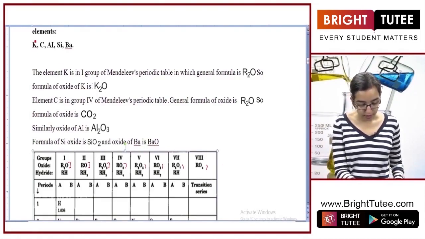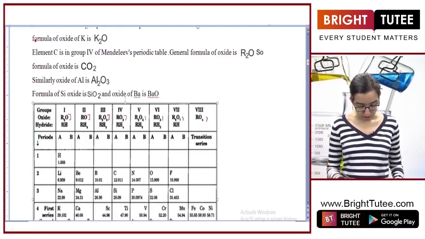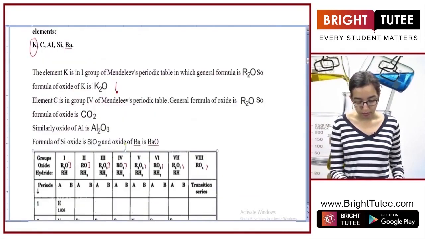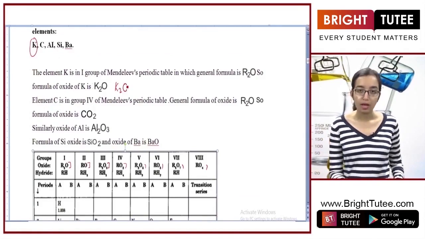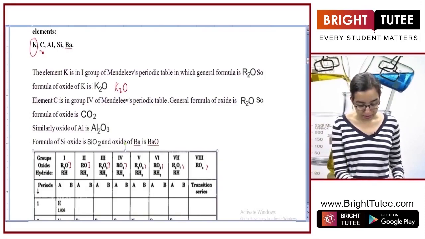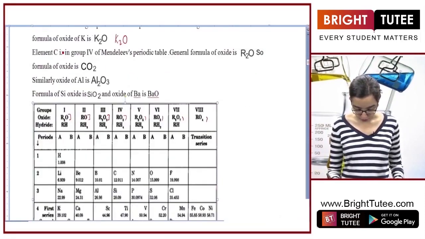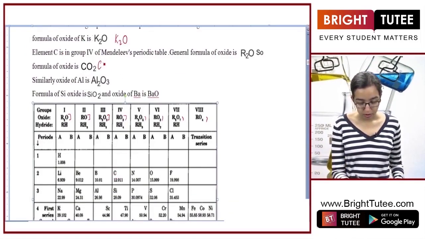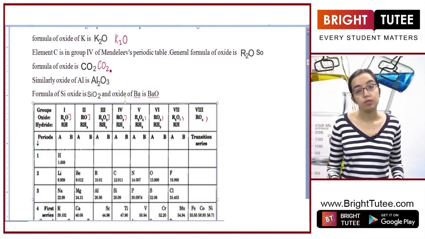So, for the first one we have K. K is potassium. We see that K is here and the general formula is K2O. So, the compound becomes K2O, and that is because the valency of oxygen is 2 and the valency of potassium is 1. The second element is carbon. So, we move on to the group containing carbon. You see carbon is here, and again the valency is 2, it forms CO2.